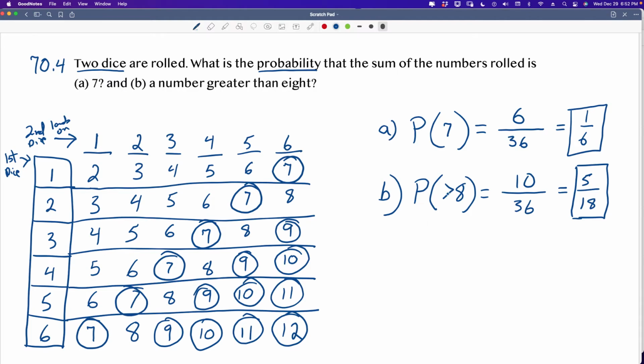And then right here, we're just giving it a name. Remember, kind of like functions, we had f of x, g of x. This is p of x here. The probability of x, and x is our event. And we are just giving that event a name. In this case, the event, or x, would equal 7, and in this case, the event, or x, would be that it was greater than 8. So that kind of makes sense a little bit when you look at it like that.